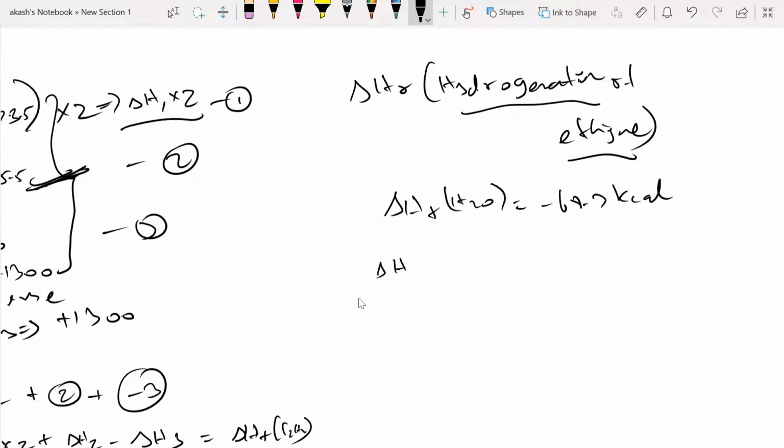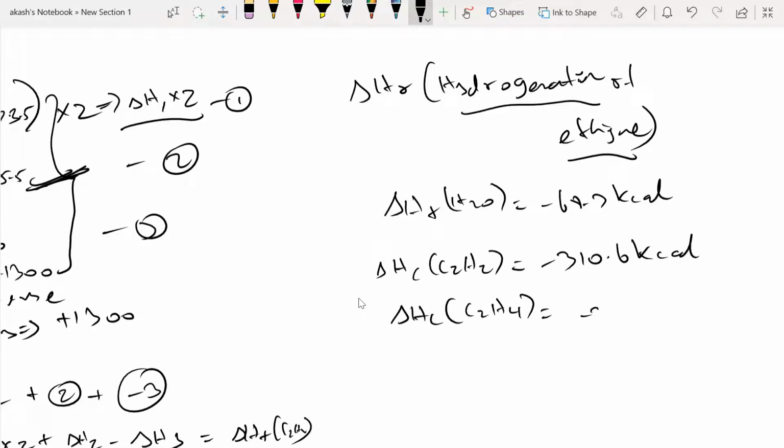Heat of combustion of C2H2 is given as minus 310 kilocalories per mole, and then they have given the heat of combustion of ethylene. Ethylene is C2H4, and that is given as minus 337.2 kilocalories per mole.